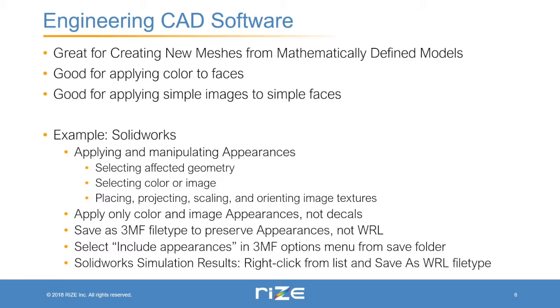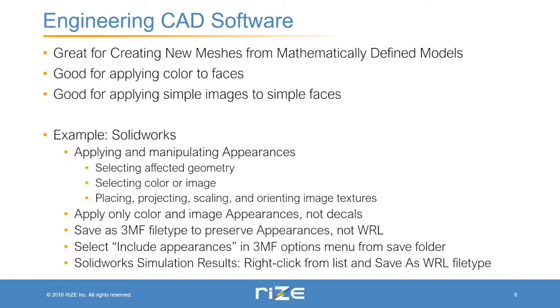So now we'll get started talking about how to create or modify colored model files using engineering CAD software. Most engineering CAD software is great for creating new meshes because they are very effective at creating very precise mathematically defined models. They're usually pretty good for applying color to faces, and they can be good for applying simple images to simple faces, although more complex image mapping can become difficult. So I'll go with the example of SolidWorks. This is the engineering software that I have the most experience with.